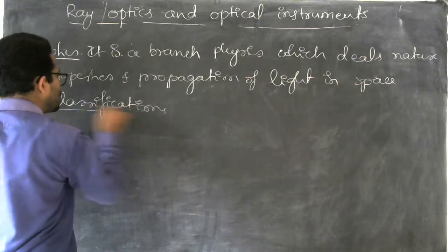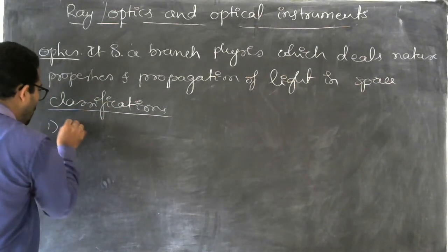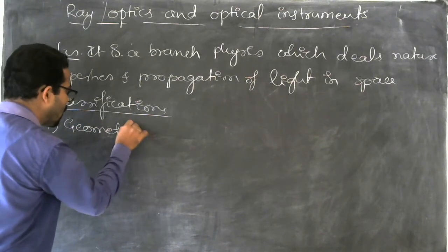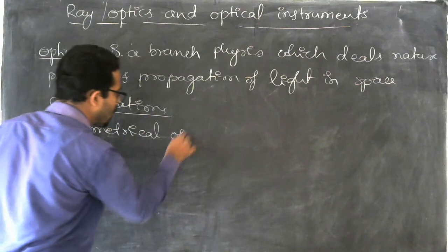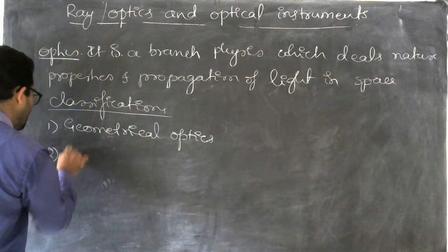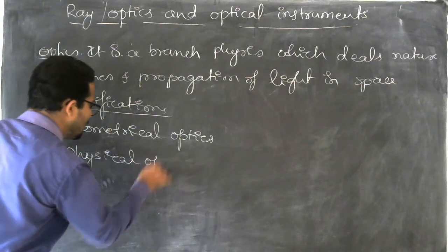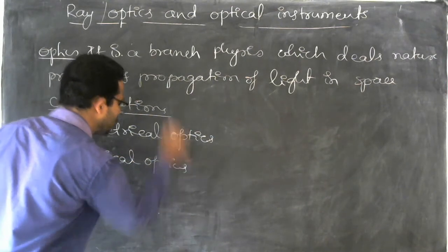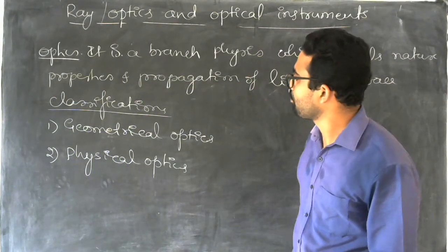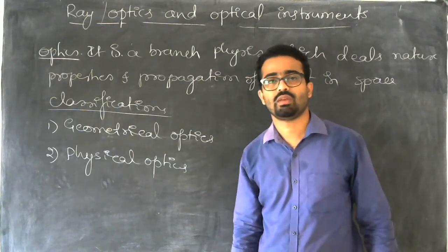You can see two classifications. One is geometrical optics. Second one is called physical optics. So these are the two classifications of optics: geometrical optics and physical optics.